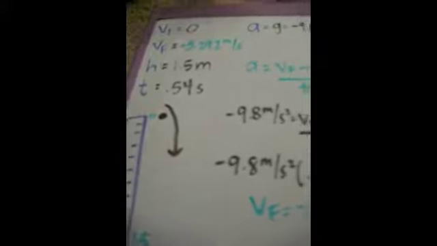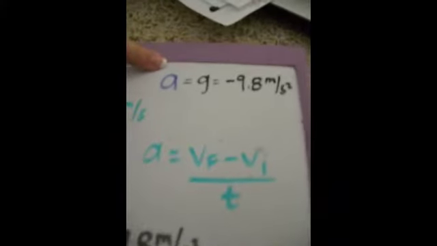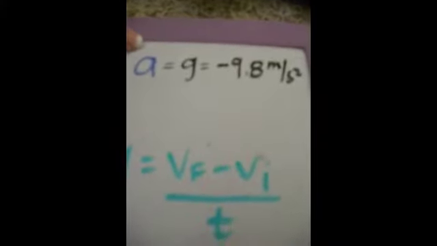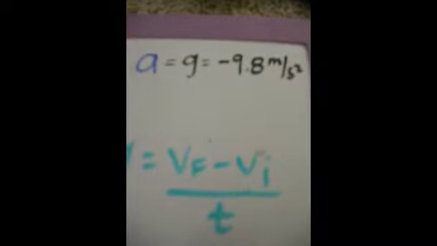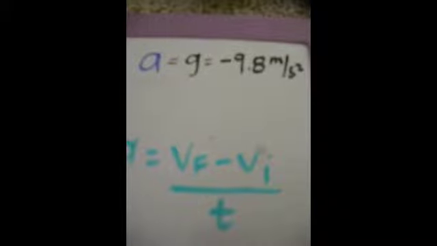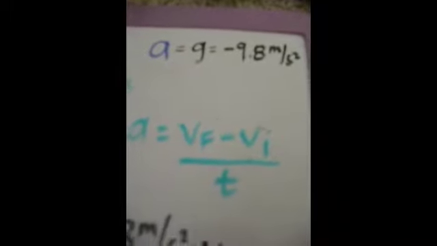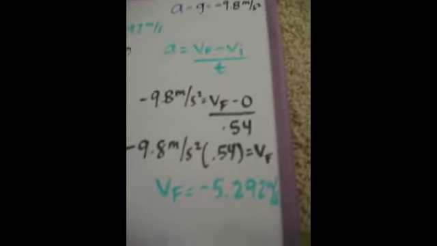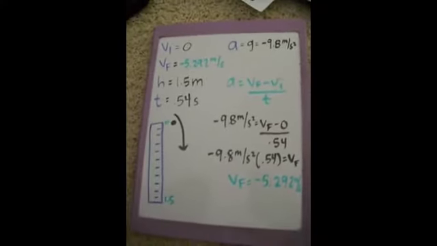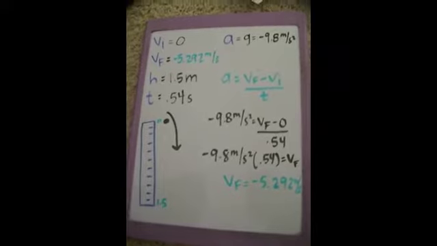Okay, going back a little bit, acceleration is equal to gravity in projectile motion because gravity is the only force acting on the object. So we know that acceleration in this experiment is negative 9.8 meters per second squared. Why is it negative? It's negative because we're going down from the top of the bookcase to the bottom, which is the ground.